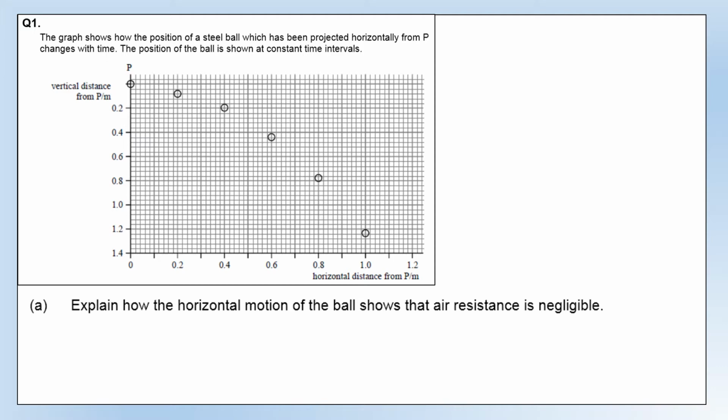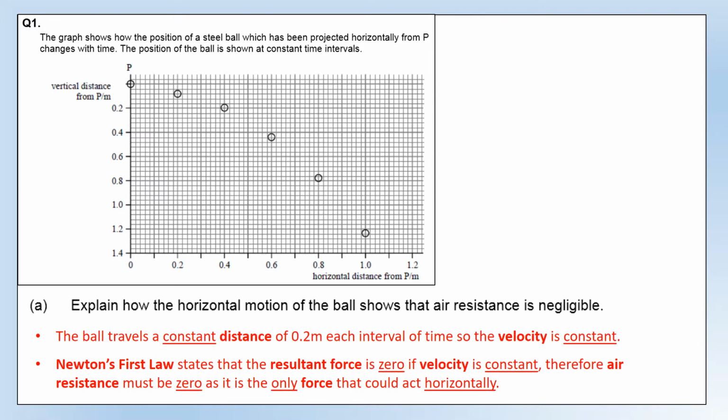Explain how the horizontal motion of the ball shows that air resistance is negligible. So there's a few key points to get in here. The first thing is to recognize that it's traveling at constant velocity because it travels a constant distance of 0.2 meters each unit of time. And then we can use that to explain why the force is negligible.